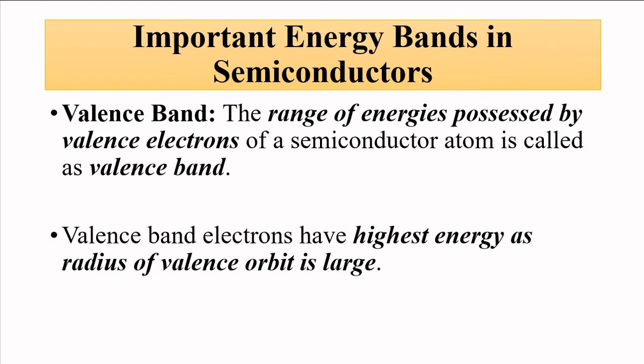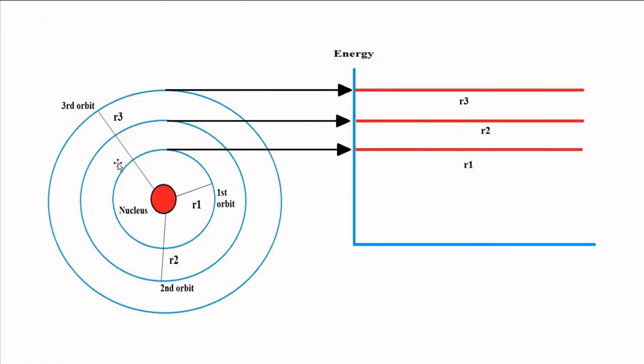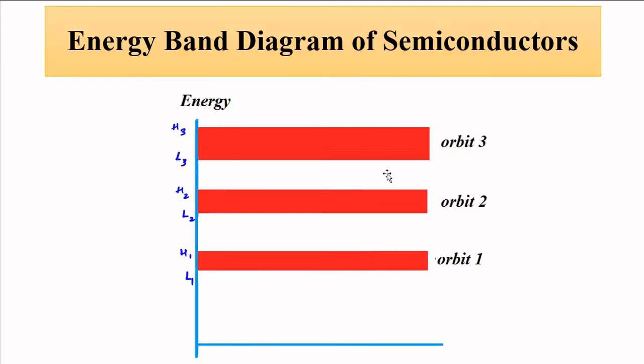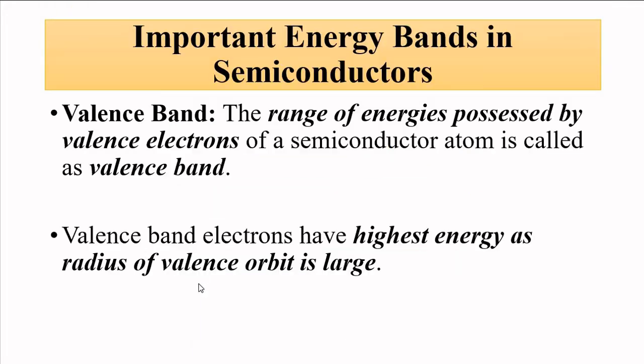And as this orbit is of maximum radius, the outermost radius, and at the maximum distance away from the nucleus, it has the highest energy, as you can see here. The range of energies is high as compared to orbits 1 and 2. This is the valence orbit, orbit 3. It has the maximum range of energies as compared to orbits 1 and 2. So that is called the valence band energy.